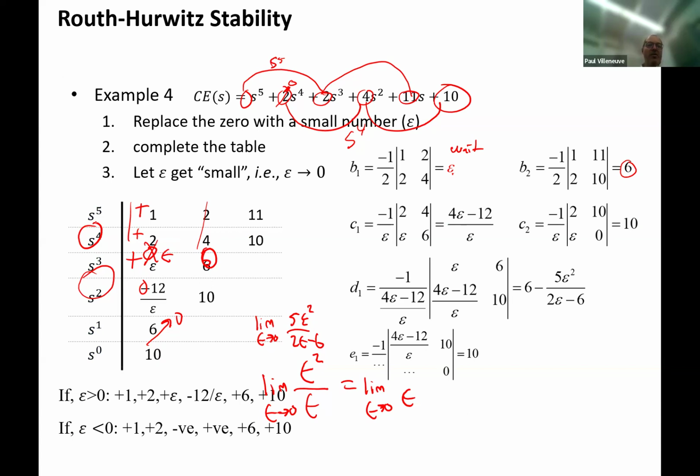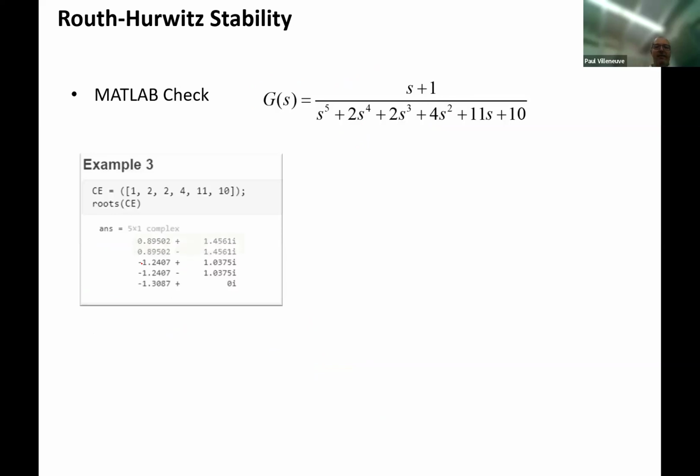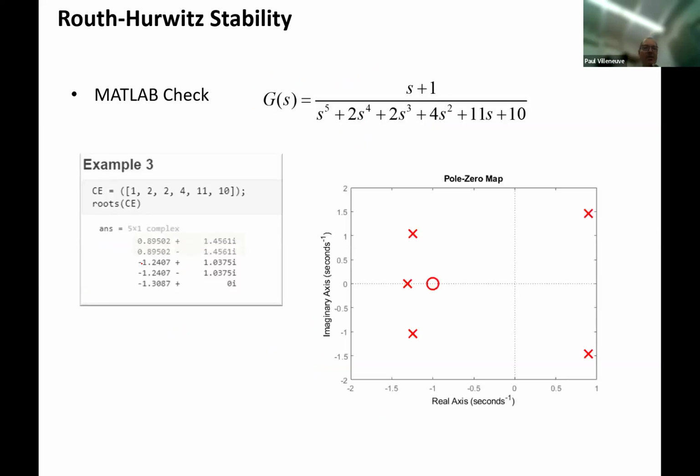So, you can see over here, if we allow epsilon to be less than 0, approaching from the negative side, then you've got a negative over here. So it's always going to be an unstable system, right? So you don't have much of a chance there. Here's our check. Here's our pole-zero map. This one has S+1, but it doesn't really matter what the numerator is. We really only care what the denominator is.